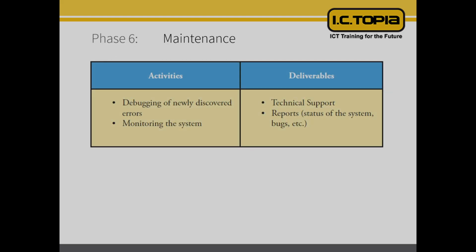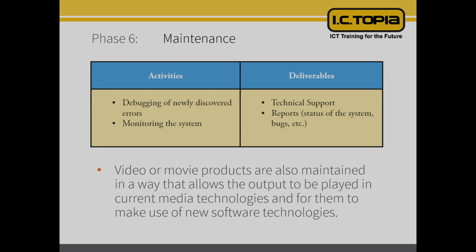Next, we have the maintenance. So, we have the activities, debugging of newly discovered errors. Ito yung kapag nag-e-edit na kayo, di ba? Nalalaman nyo yung mga nagiging problema. So, video or movie products are also maintained in a way that allows the output to be played in current media technologies. Di ba? So, kung ano yung mga player or saan sila paandarin. Paano sila paandarin? Anong mga gagawin pag nagkaroon ng ganitong problema? Okay?